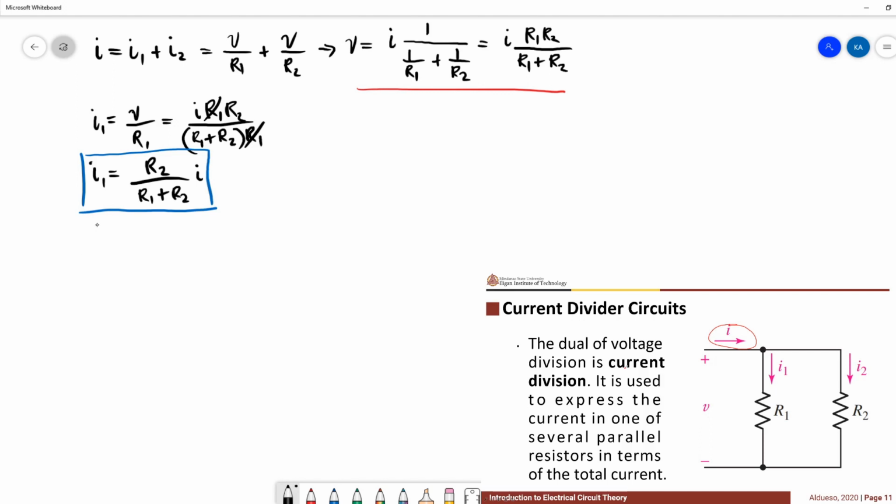Now for I2, we have I2 is equivalent to V over R2. We have I times R1 times R2 over R1 plus R2 times 1 over R2. R2 cancels out. We are left with R1 over R1 plus R2 times I.